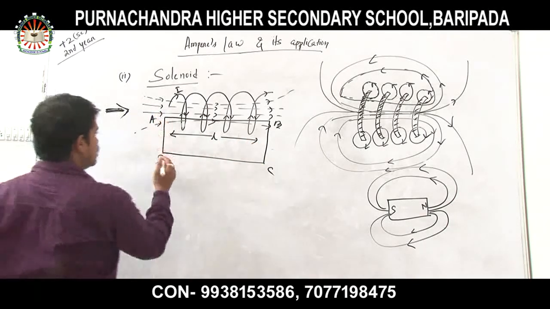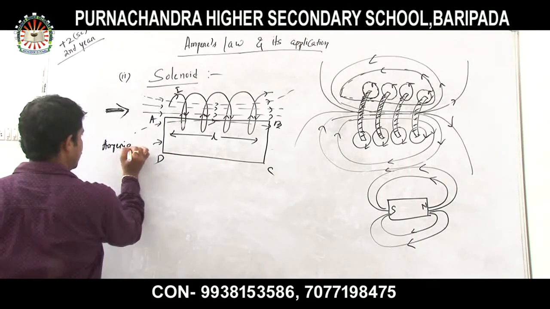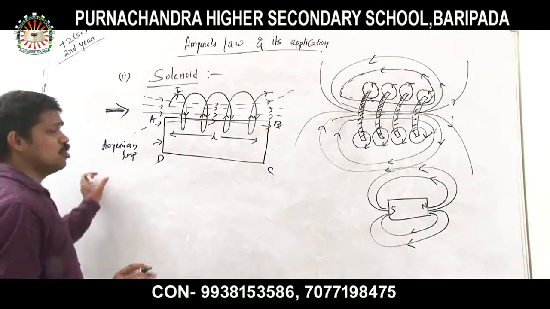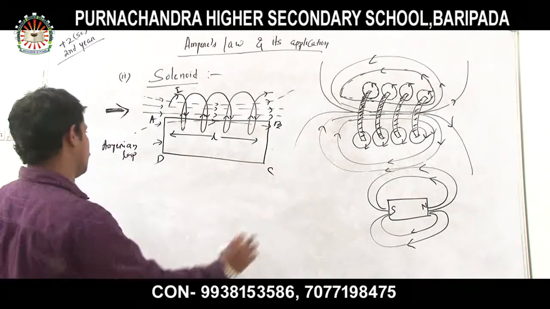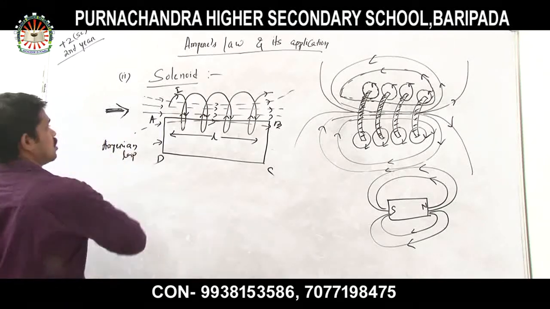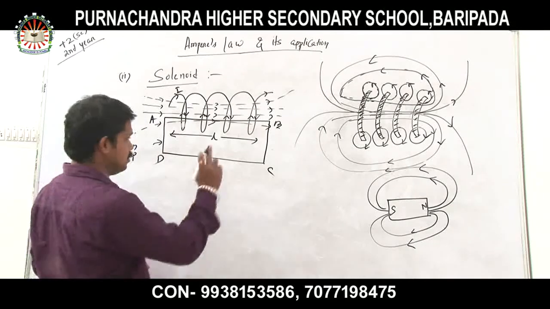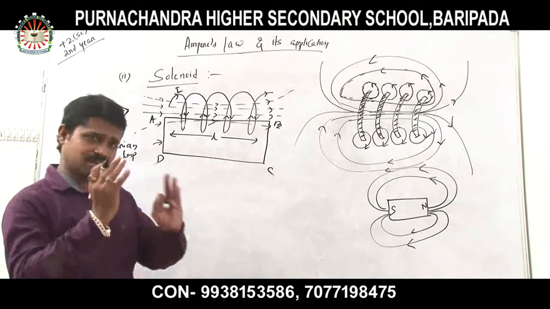So now this is my Amperian loop. Again I will repeat: this Amperian loop is an imaginary loop which is only taken for calculation purposes. Calculation of what? Calculation of magnetic field. Okay, so now this loop has how many sides? AB, BC, CD and AD. Every part is nothing but a section.